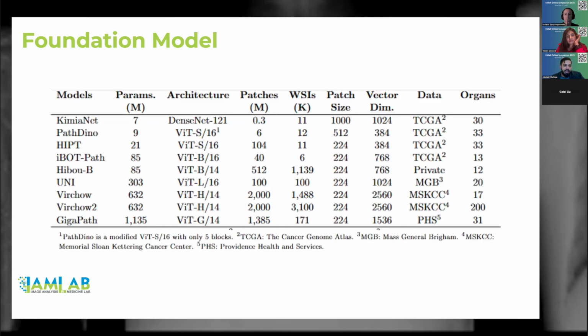In this study, we have used various foundation models with different architectures, mainly vision transformers, but the size of the models varies from 7 million parameters all the way up to 1 billion parameters, the biggest model available in the literature. All these models are trained on different datasets with various organs. So we have a variety of models that we can compare with.